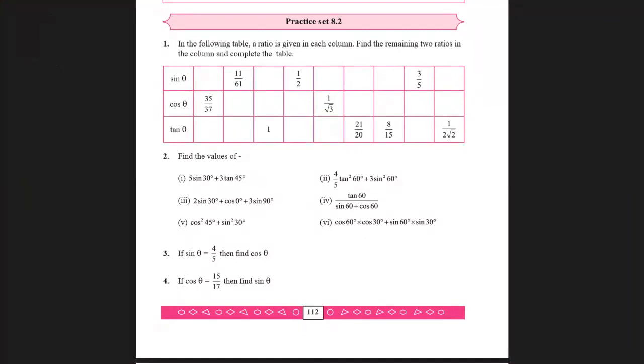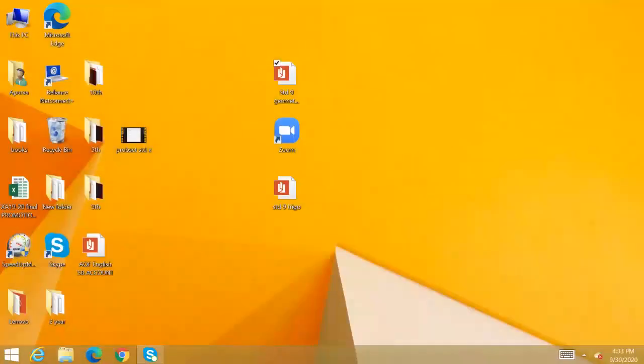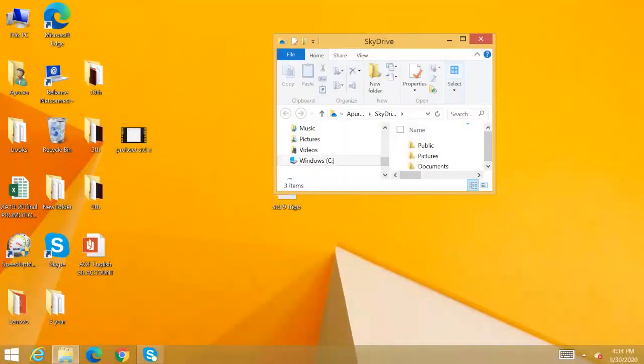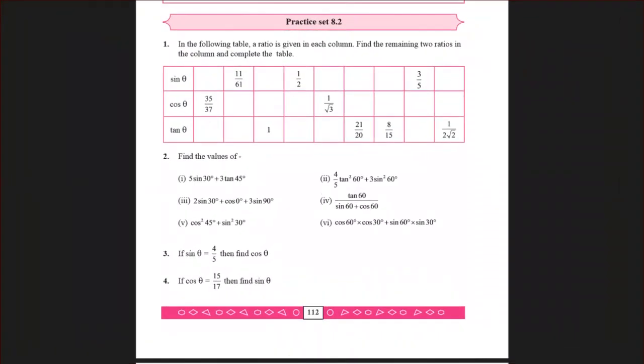Hello children, we begin with exercise 8.2, and before we begin with this exercise, there's an important trigonometric ratio that we need to learn, and it is this. You have triangle PQR. Suppose angle Q is 90 degrees, angle PQR is 90 degrees. Consider angle R to be theta.